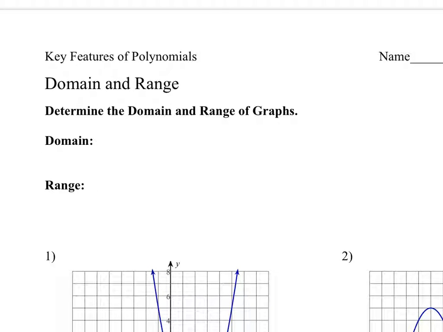So this is a new unit, key features of polynomials, and we are going to be talking about key features of different graphs. So the first key feature that we're discussing is domain and range. So domain simply means, in the most simplest form, all the possible x values.